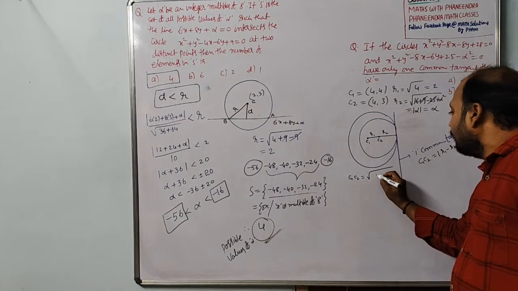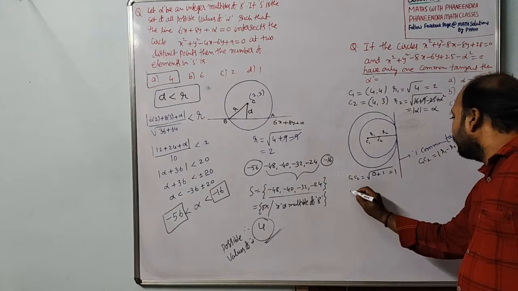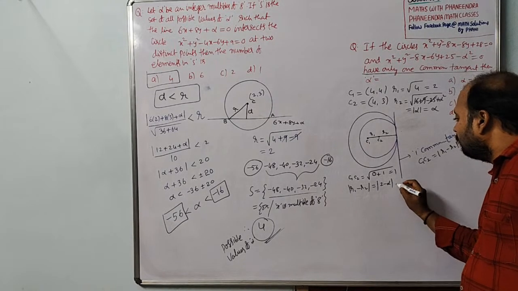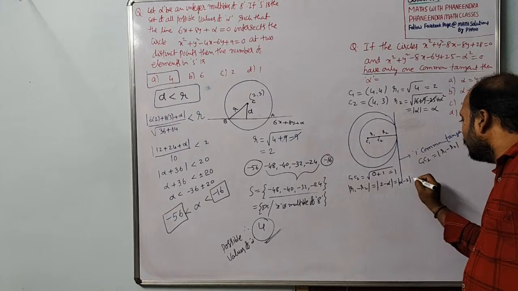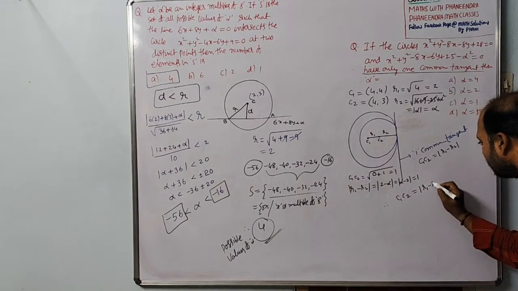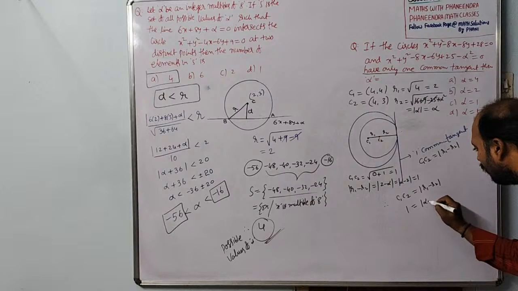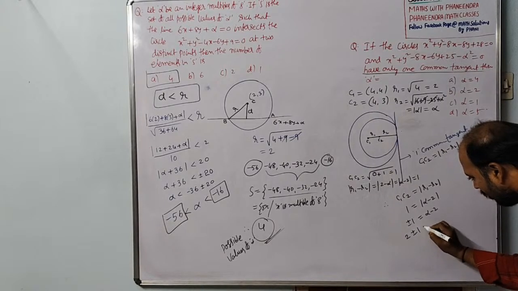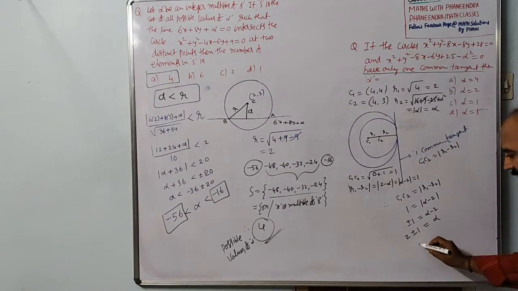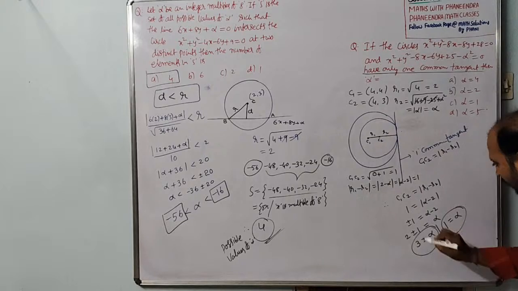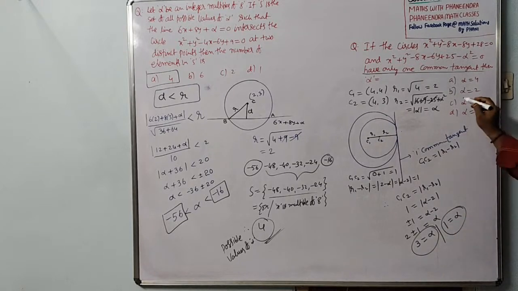C1C2 is equal to root over 0 plus 1 whole square, which means 1 will come. And mod R1 minus R2 is 2 minus alpha or alpha minus 2. So since C1C2 is equal to mod R1 minus R2, 1 is equal to mod alpha minus 2. Plus or minus 1 is equal to alpha minus 2. Bring the minus 2 to this side: 2 plus or minus 1 equal to alpha. If you consider plus, alpha value is 3. If you consider minus, alpha value is equal to 1. So both are possible values. According to the options, alpha equal to 1 is there only. Alpha equal to 3 is not there, so only this value.